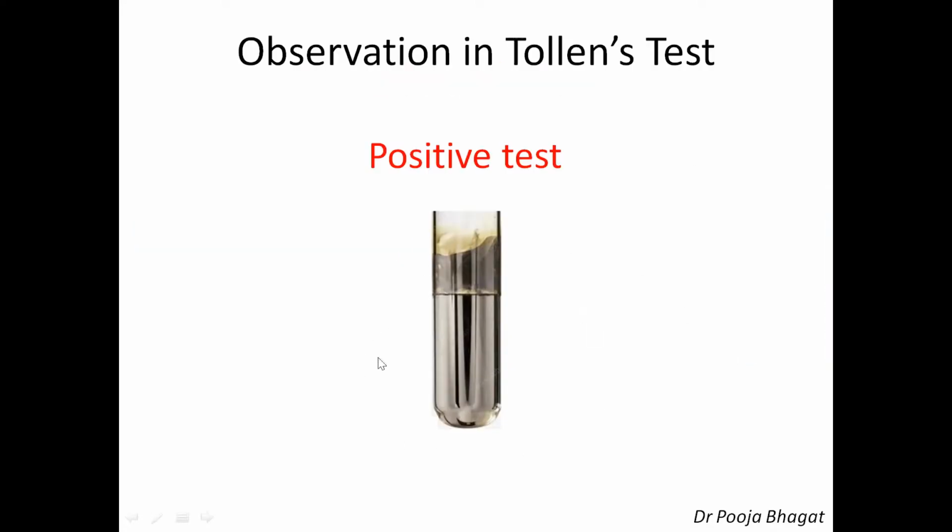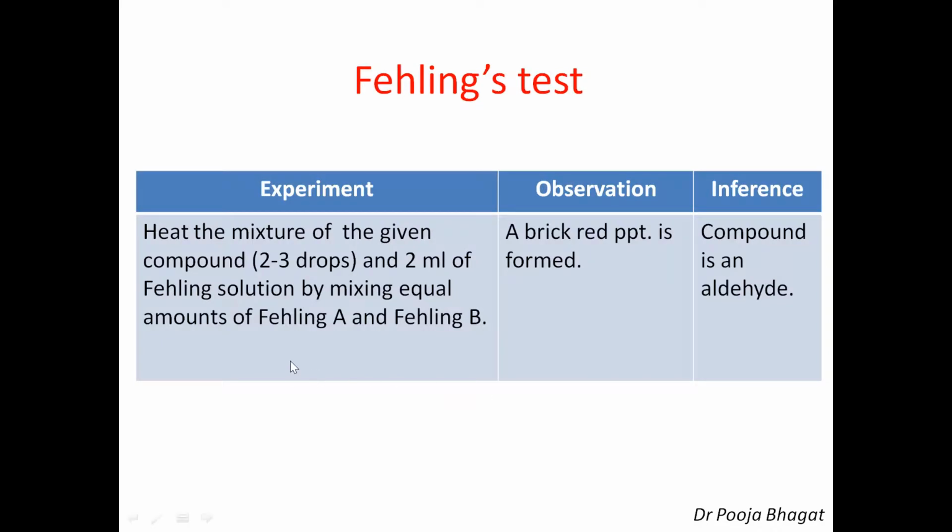This is the observation. This is just to show you that the test tube shines like a mirror. So this is a silver mirror. Now the intensity of the silver mirror varies with the concentration of the reagents and the compound used, so it can change. This is just for your observation, that you will get this type of silver mirror as a positive test in the Tollens' test.